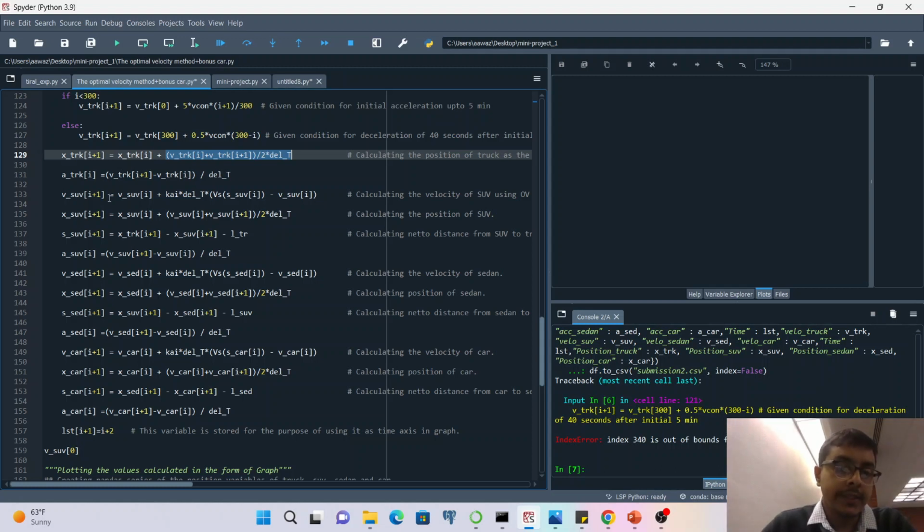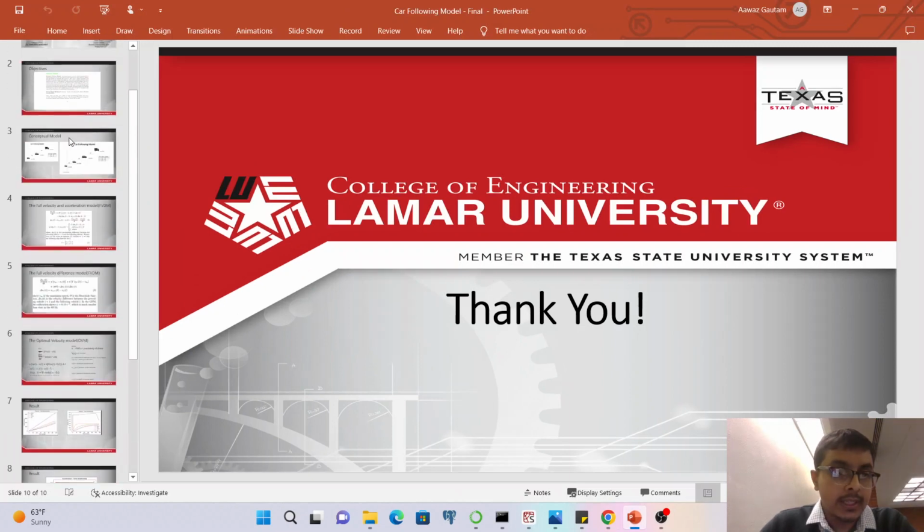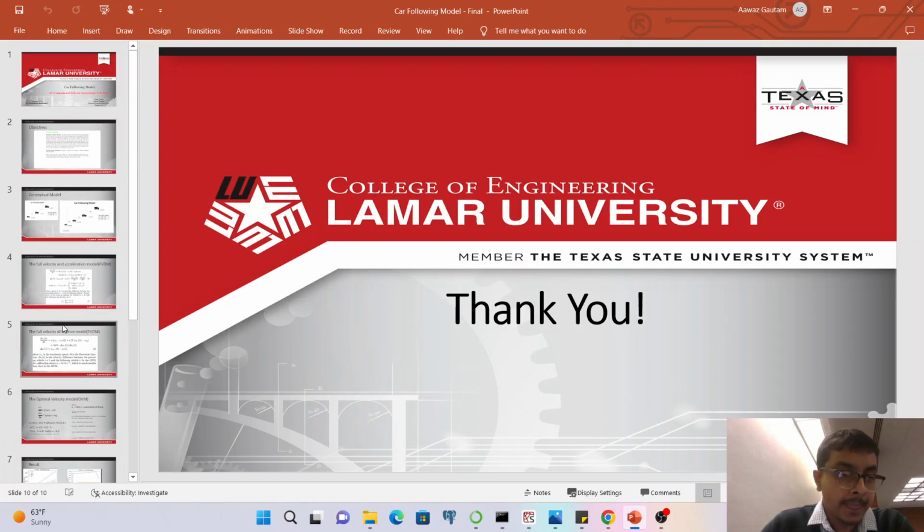For v SUV, the velocity of the SUV, we give the initial condition as the boundary condition, and this is the equation that comes from our OV function: del t times the vs OV function minus the previous velocity. Okay, let me quickly show that in the slide here.